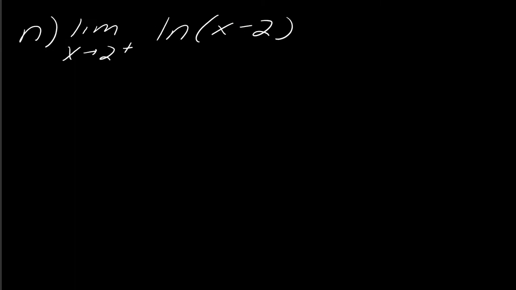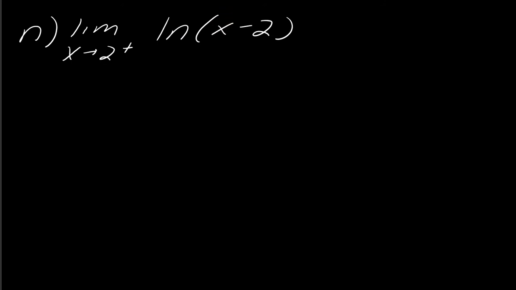Okay, so moving on to n here, I have the limit as x approaches 2 from the right of the natural log of x minus 2. You can do this in a couple different ways. You can make a table for this, or another way is to think about the behavior of what's happening here. So you might have to know a little bit about the graph of the natural log.